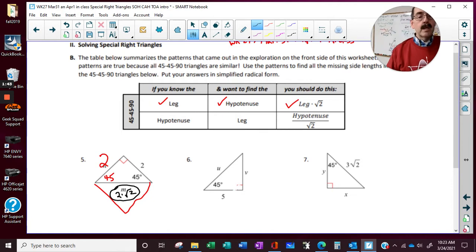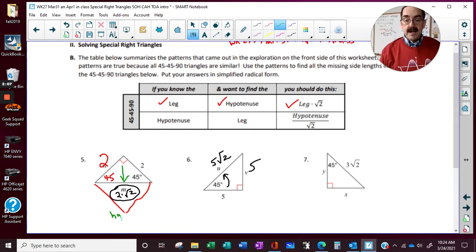Okay, next one. We have the leg. If one leg is a 5, the other leg is a 5. Write it down. Now, we have a leg, we're going to go to the hypotenuse, multiply. Just 5 radical 2. Good. You guys are getting it now. If we multiply toward the hypotenuse, remember that, and if you have to, write a note: across from the 90 is the hypotenuse.